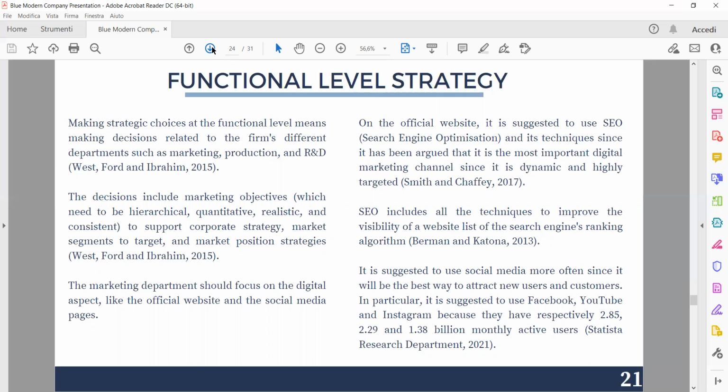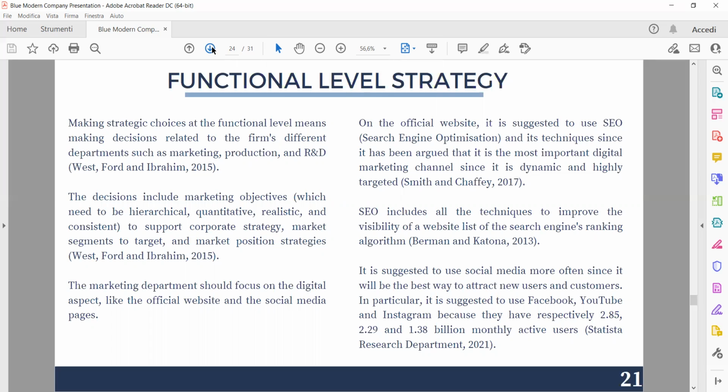Making strategic choices at functional level means making decisions related to the firm's different departments, such as marketing, production, research and development. The decisions include marketing objectives to support the corporate strategy, market segments and target, and market position strategies. On this occasion, we will focus just on the marketing department, which should focus on the digital aspect of it, like the official website and the social media pages.